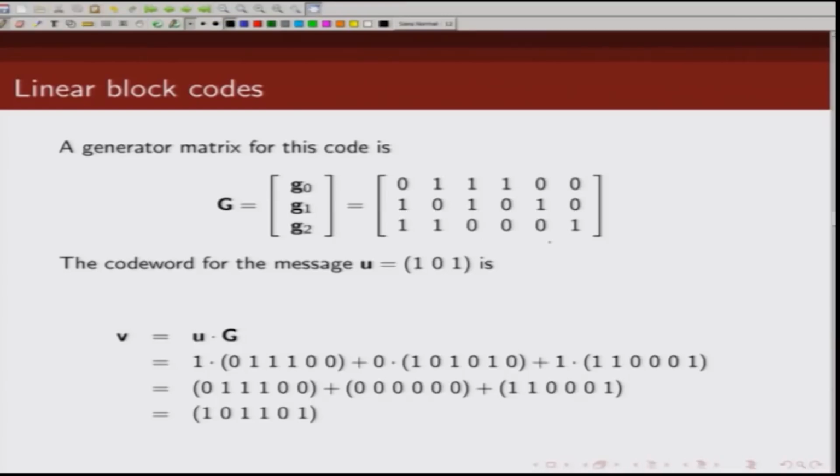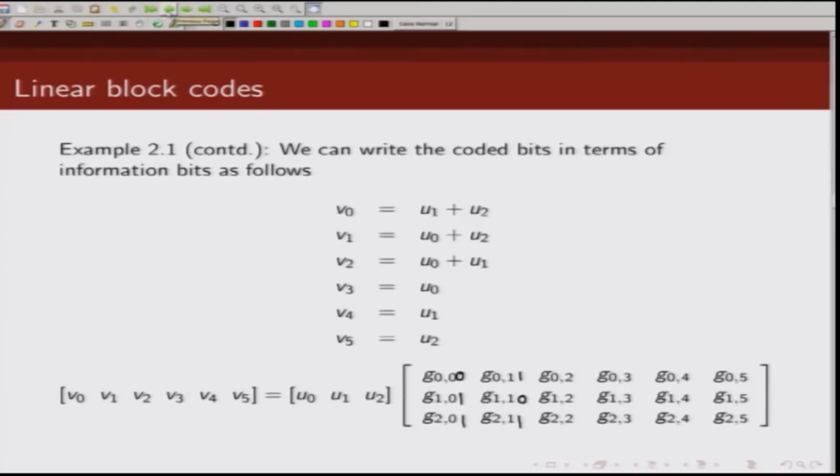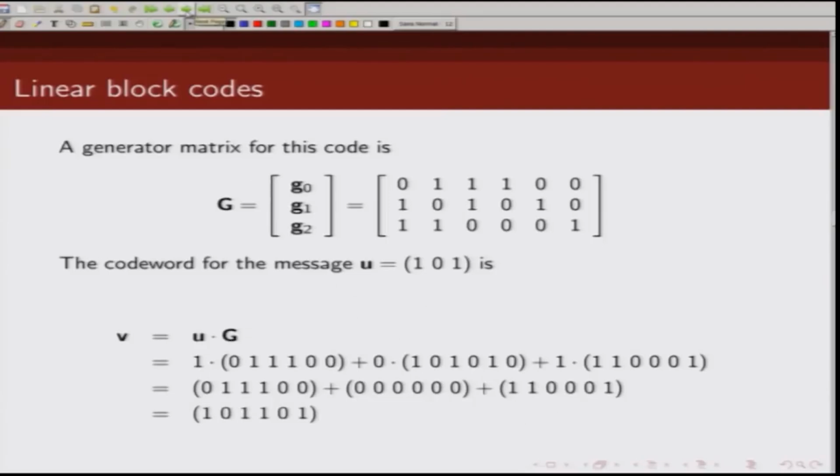We can verify basically, let us take the second last column. So, what is V4? V4 is U0 times G04 plus U1 times G14 plus U2 times G24. And what is V4? V4 is U1. So, then this should be 1 and this should be 0 and this should be 0, and this is what we have: 0 1 0. So, now we can basically find out the generator matrix.